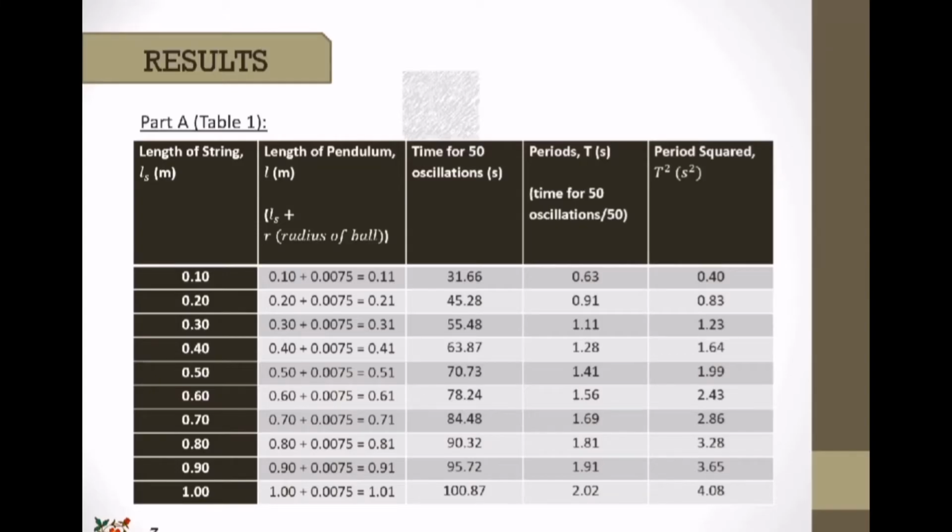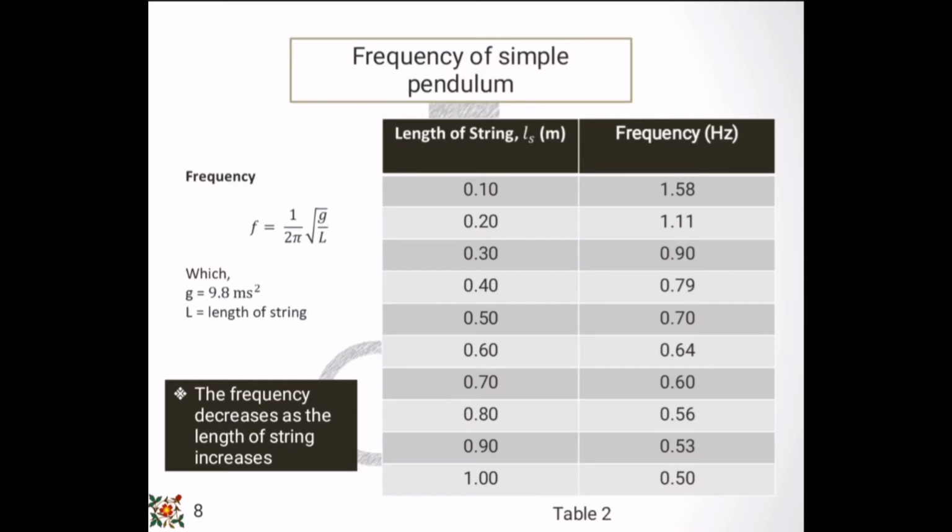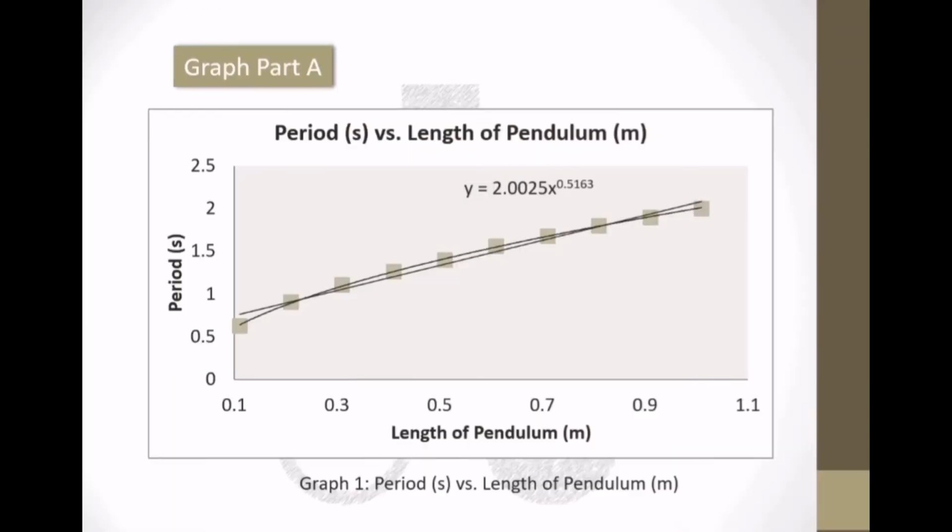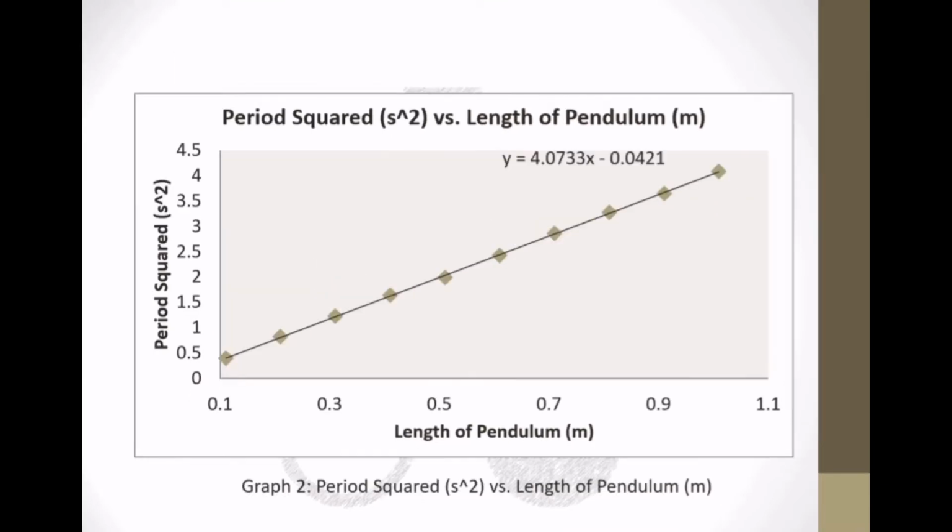For results part A, in table 1, the period increases as the length of the pendulum increases. In table 2, the frequency decreases as the length of string increases. For the graphs of part A, graph 1 is period versus length of pendulum, while graph 2 is period squared versus length of pendulum. The period taken to oscillate depends on the length of the pendulum, resulting in a linear relationship.